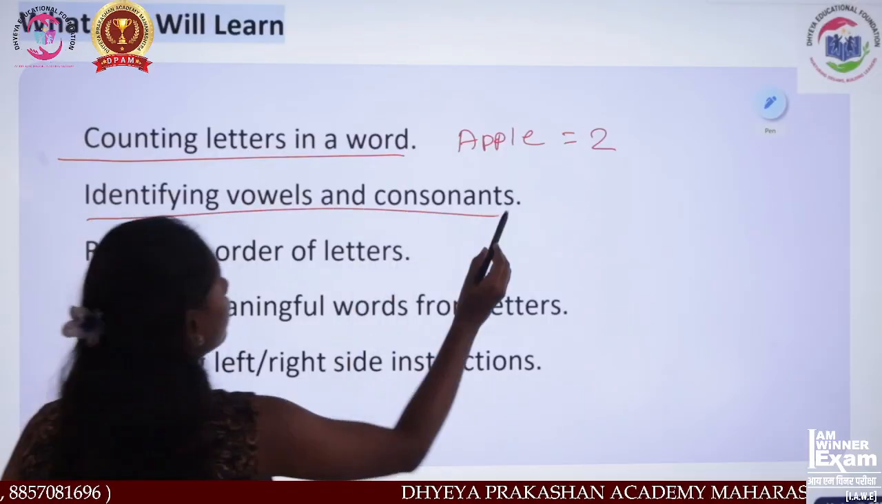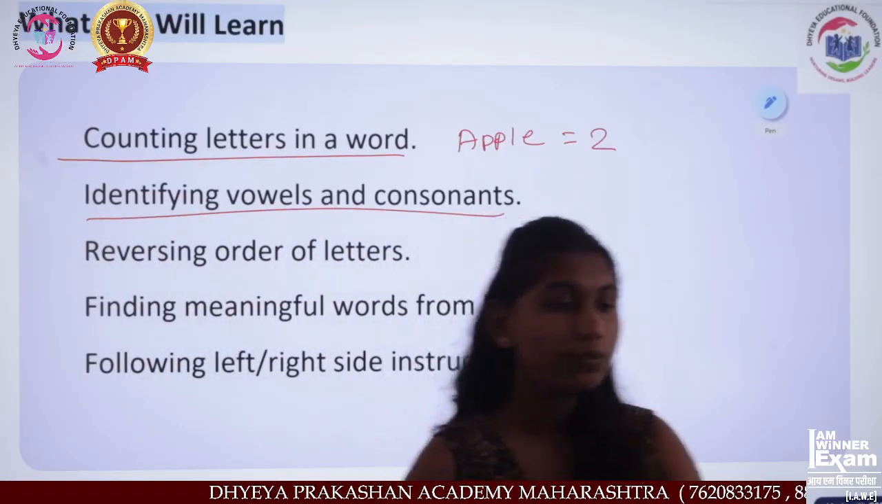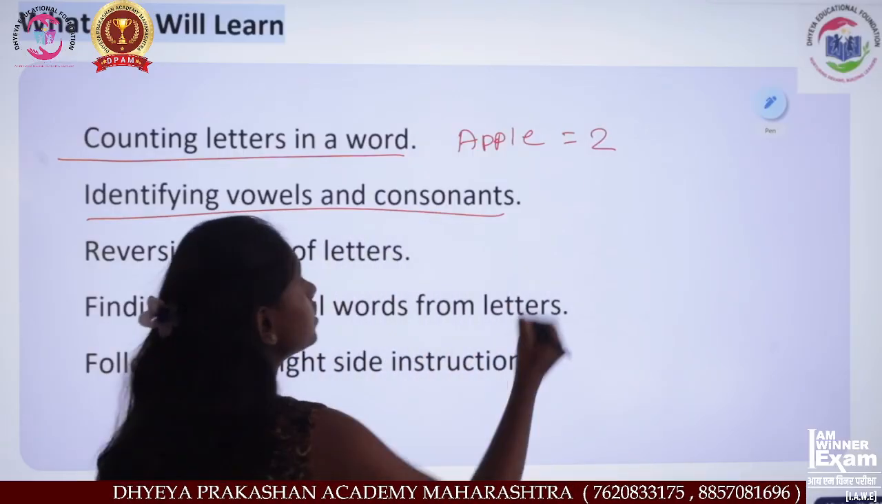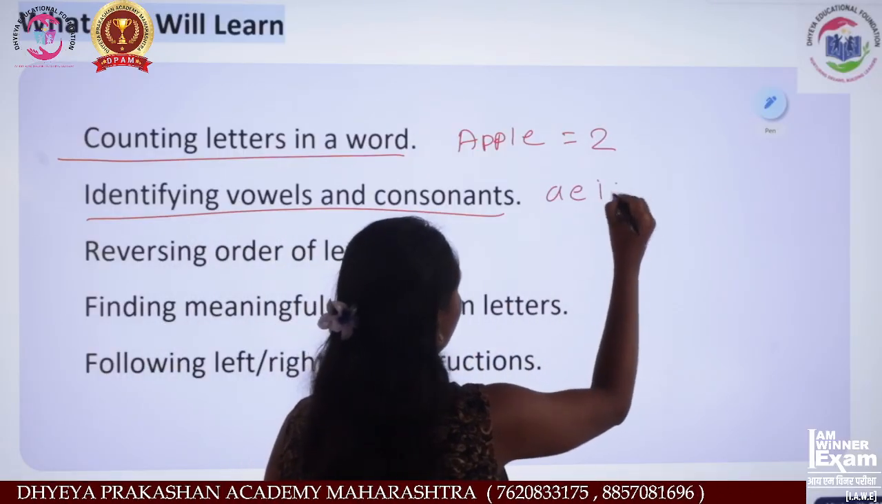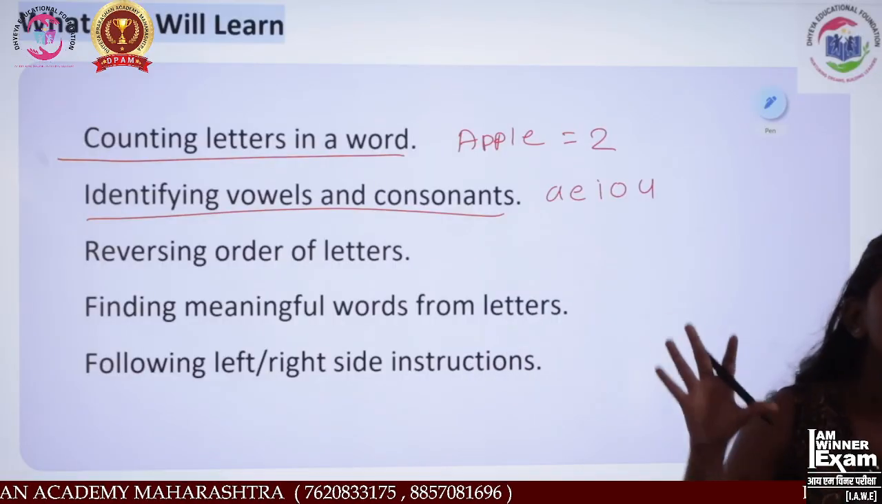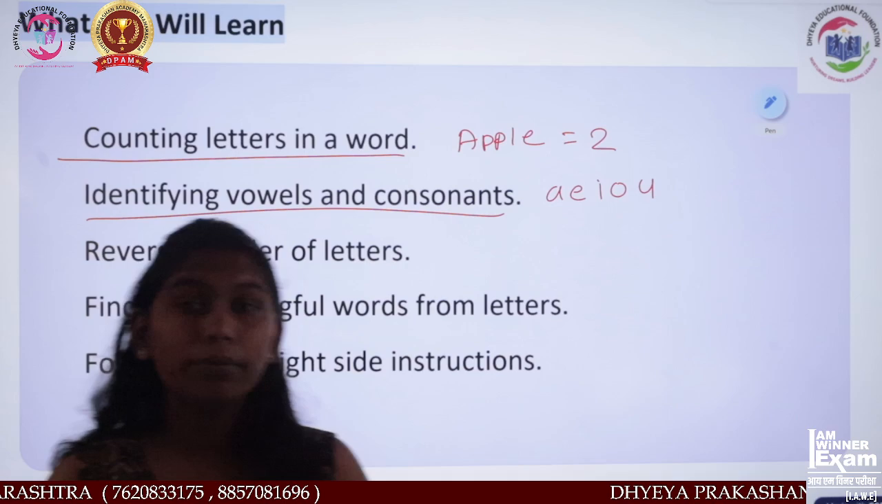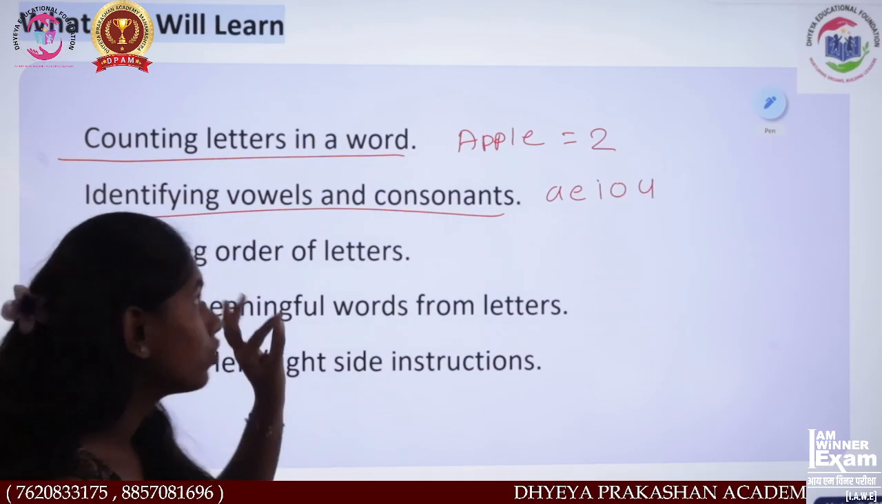Then identifying vowels and consonants. Now what are vowels? That is A, E, I, O, U. So these are the five vowels, and leaving these vowels, all the remaining letters are consonants.